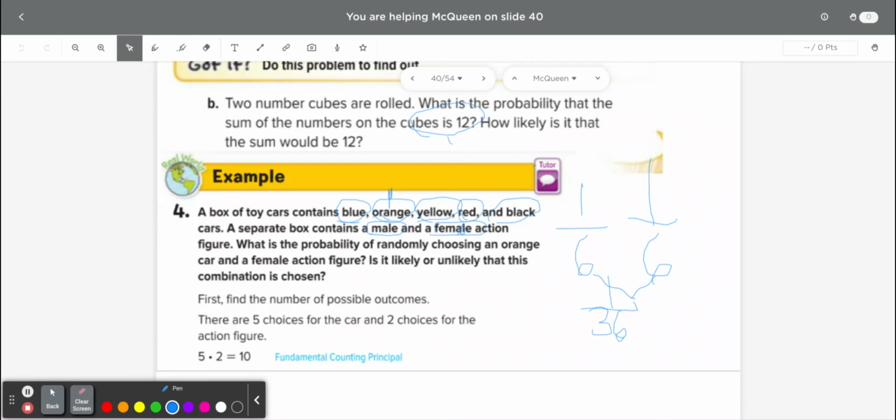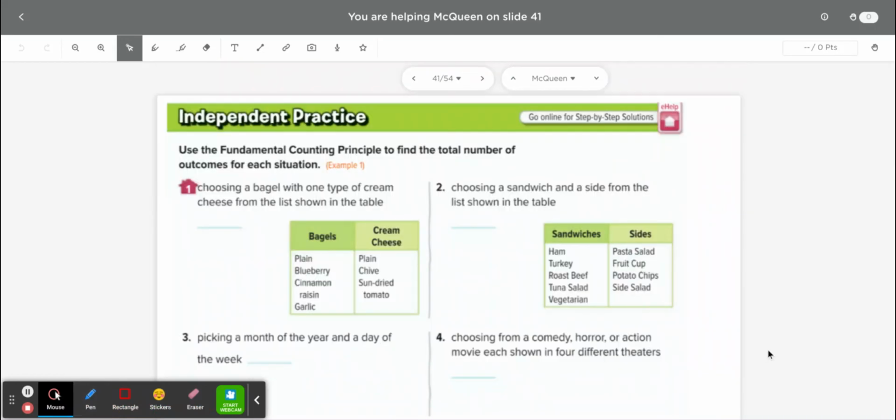So if you look at this, you have 1, 2, 3, 4, 5 colors, and you have 2 for the action figures. 5 times 2 is 10. So you have 10 different possibilities, or a 1 out of 10 chance of getting a female action figure with an orange car. Okay? Go on to slide 41, please.